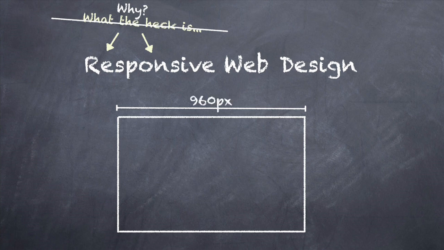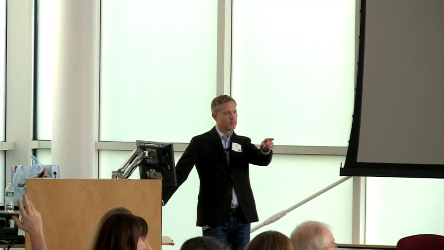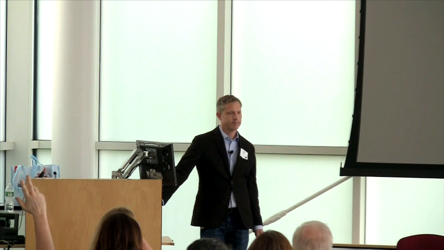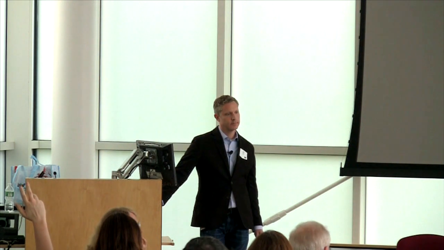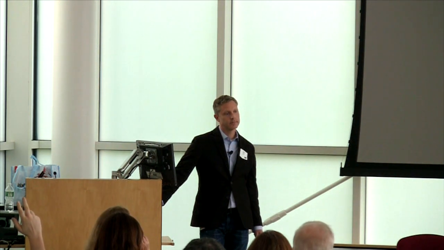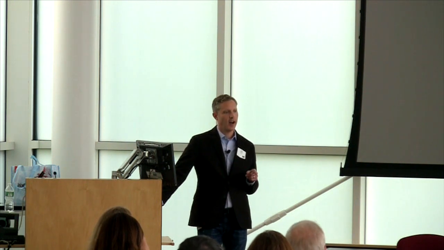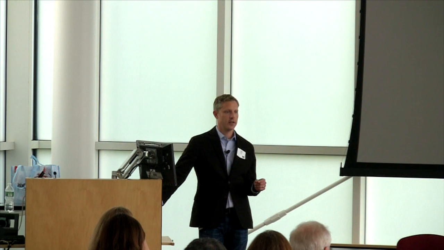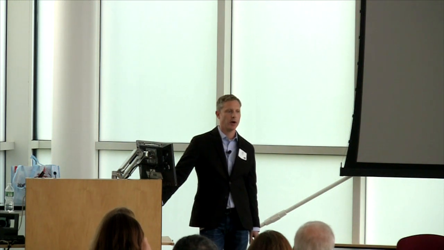Does anyone know why 960 pixels is so popular? 17-inch screens. So what do you mean by that? Pixels would be average 17-inch screens, somewhere between 900 and 1,000. Yeah, that's right. 1024 by 768 has been a very popular screen resolution size for a while. And so 960 pixels fits very comfortably inside that monitor.